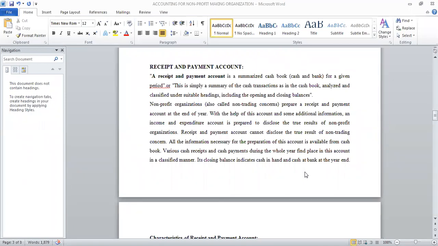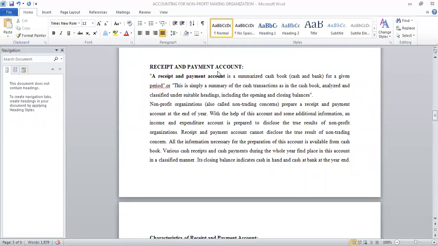In our previous lesson, we looked at what the non-profit making organizations are. We also talked about their sources of finance. And in a nutshell, we looked at the statements that are prepared. Today, I want us to look into details about the statements that are prepared, starting with the first one, which is the receipt and payment account.